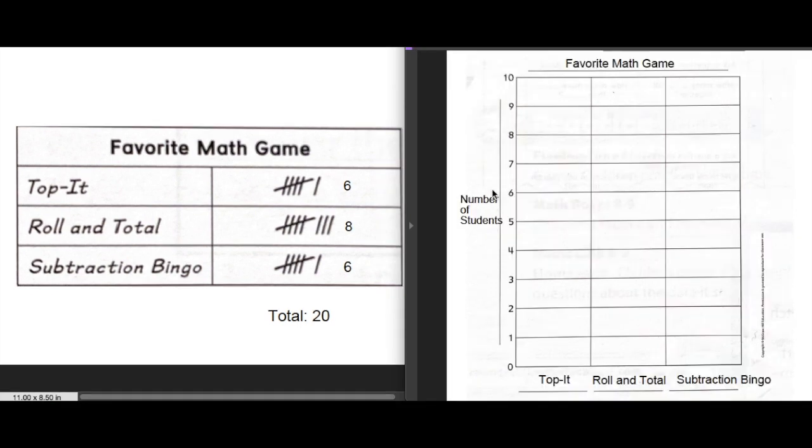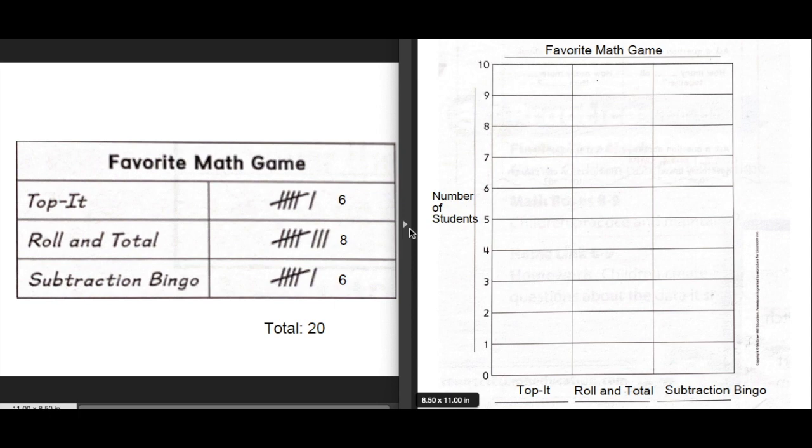The line on the side next to the numbers is for the unit, or for whatever we are measuring. Each tally represents a student that voted for a math game. So our unit is the number of students. Usually we would write this on the side so it's on the line. My computer wasn't able to do that. Now we have all of our labels on our bar graph. We are ready to fill it in.